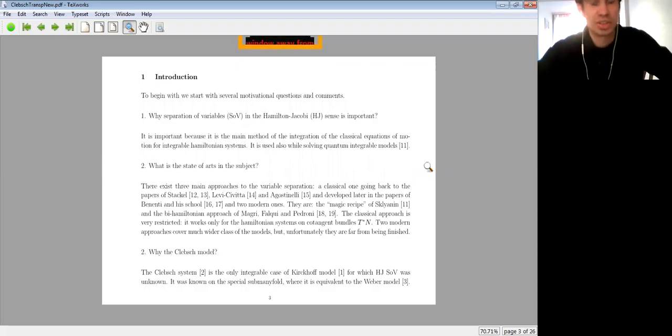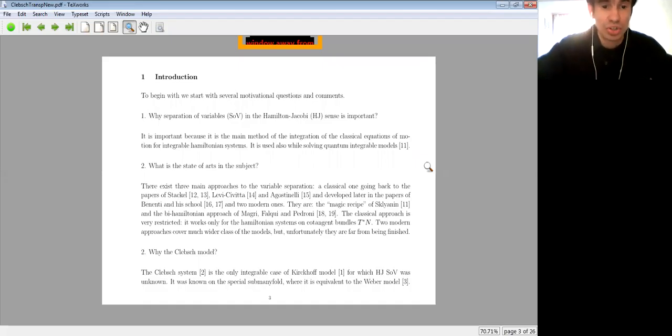Second question that may arise, natural for a non-expert: what is the state of the art in this subject? Well, there exist, say, 3 main approaches to the variable separation. A classical one, going back to the papers of Stäckel, Levi-Civita and Agostinelli, and developed later in the papers of Sergio Benenti and his school. And there are two modern approaches. They are the magic recipe of Sklyanin and the Hamiltonian approach of Magri, Falqui, and Padrón.